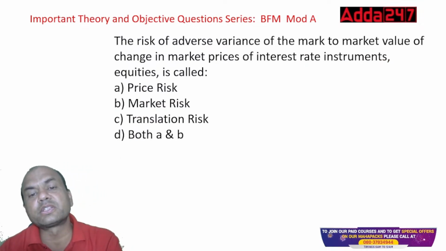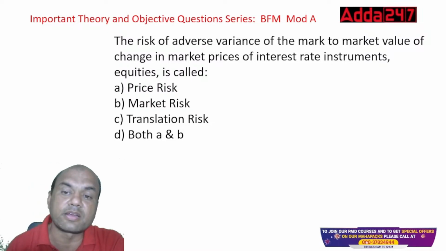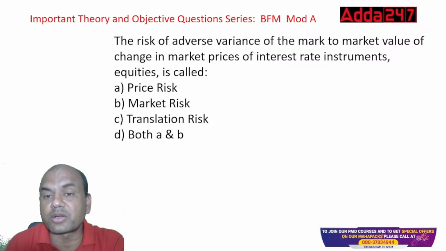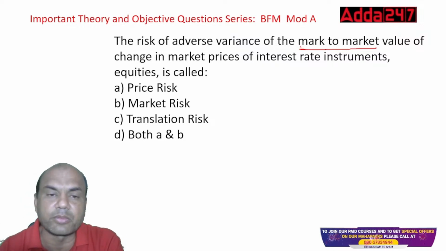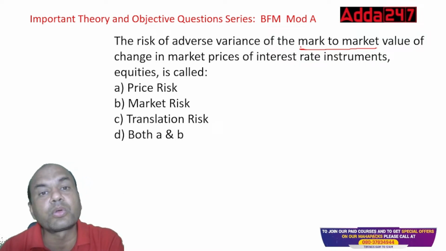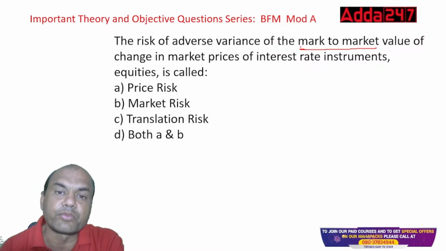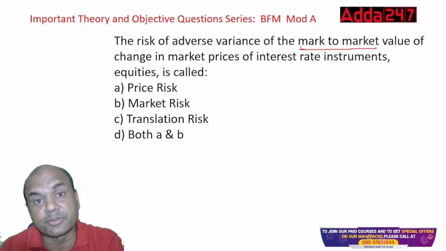The risk of adverse variance of mark to market, of change in the market price of interest rate instruments and equities, is called what? So, mark to market. What is mark to market? The logic behind mark to market is, suppose I bought a bond, and I am not going to sell it immediately. But mark to market means: notionally, am I gaining some profit or not in that? That's the meaning of mark to market.